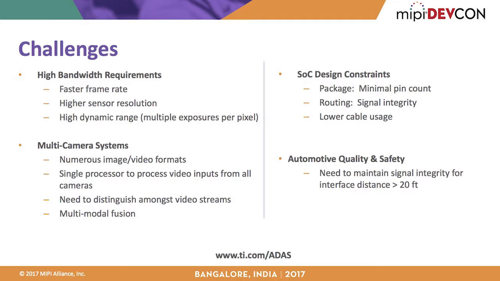Then sensor resolutions are going up, as Matt also mentioned. The current generation cameras are 1.3 megapixels, but they are now going to 2 megapixels, 4 megapixels, and 8 megapixels, and probably beyond that also.